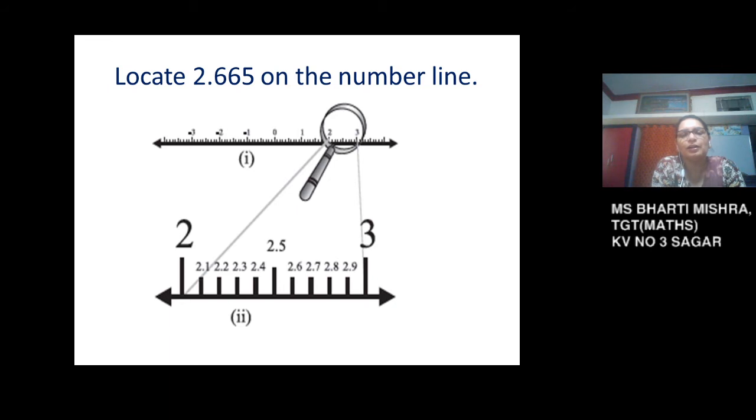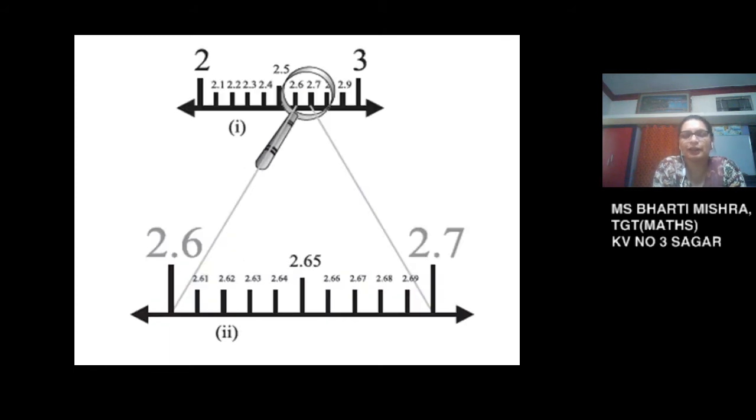Now look at the decimal that we have to represent on the number line, that is 2.665. Now this number lies between, because it is 665. Now you are finding out the 10th place, that is 1 upon 10th place. So it is lying between 2.6 and 2.7. First we had calculated the number between 2 and 3. So it is 2.6 and 2.7.